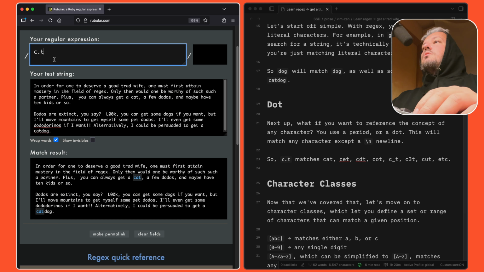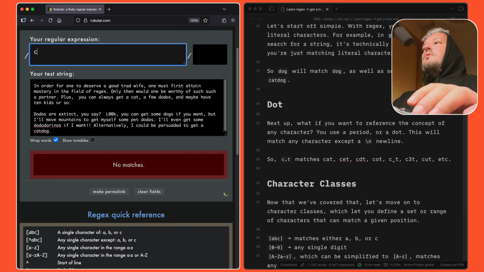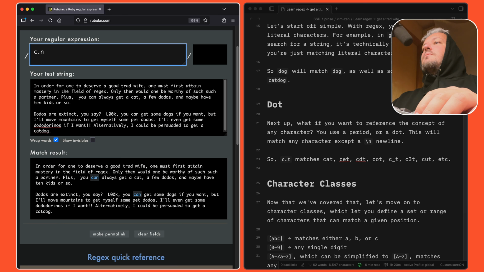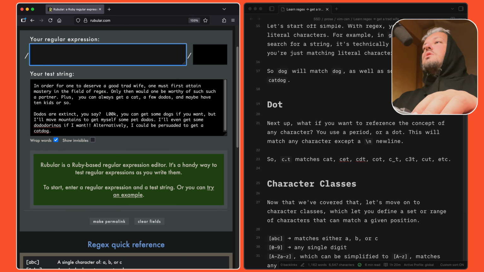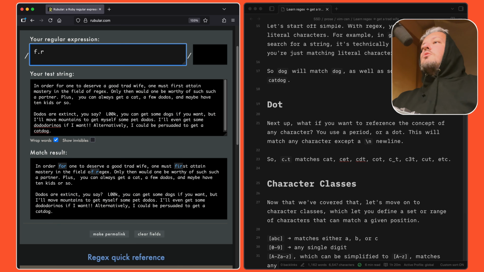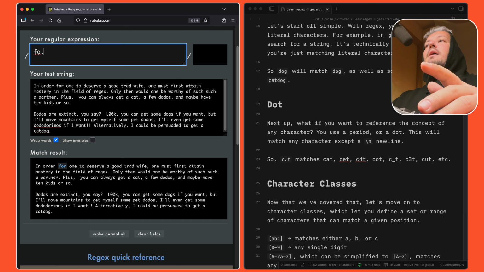For example, we can do this, so it will match can. You can do this, and it will match for, but it will also match fir in first, and f space r here, because of course period is just a placeholder for something, right? So fo period will match for, but it only matches one character. It doesn't apply to multiple characters.